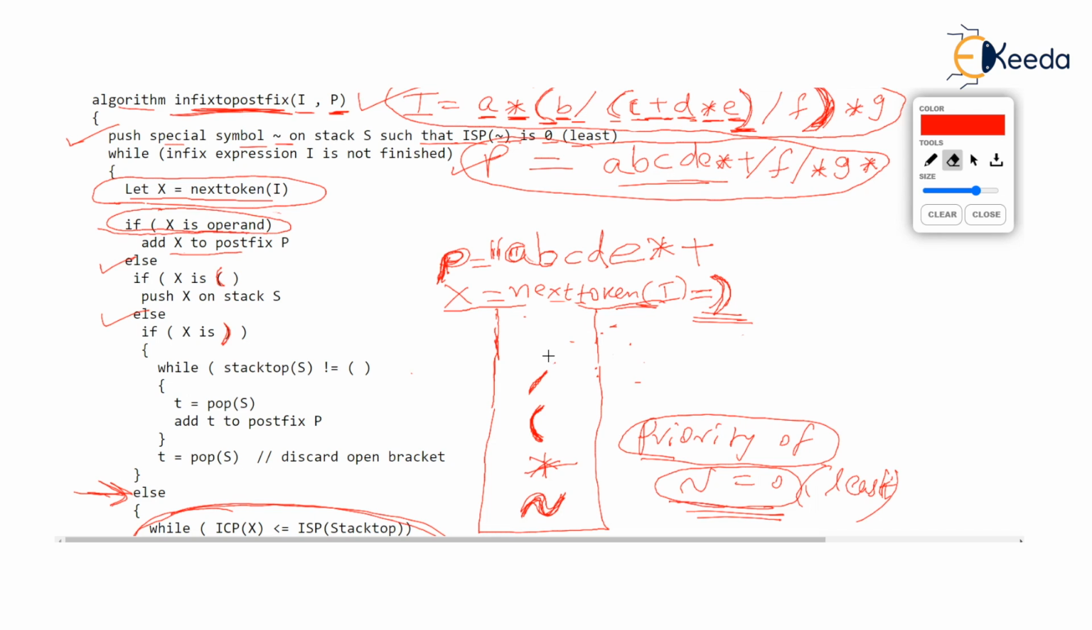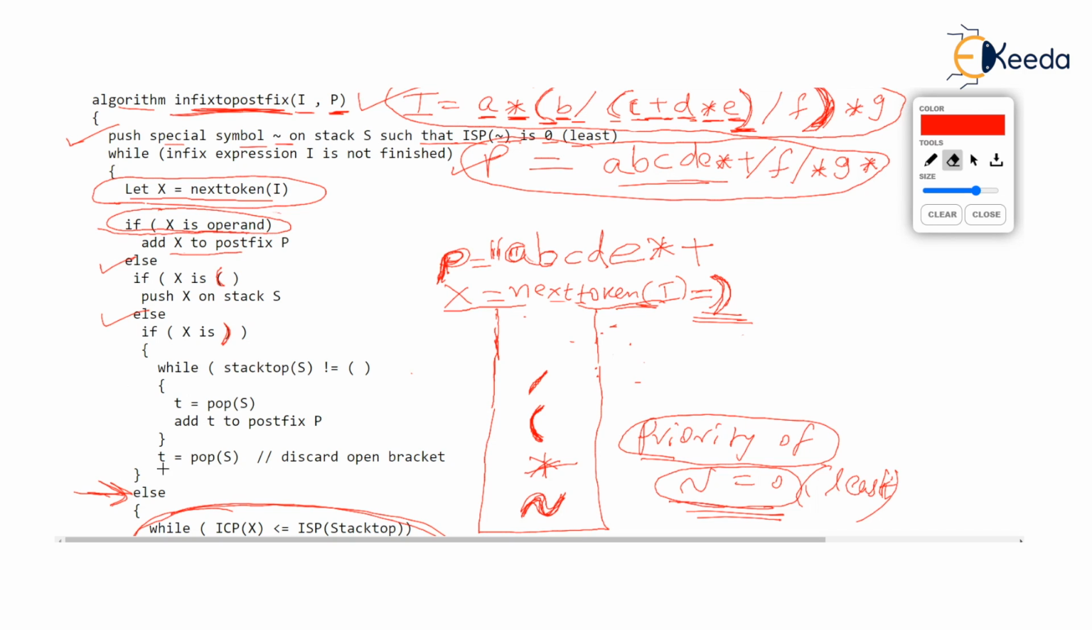Whenever you get close bracket, check here the cursor place. Whenever you get close bracket, till the stack top does not show open bracket, till you don't encounter open bracket, pop from the stack and add whatever you have popped to the postfix. And most importantly, after you get an open bracket, suppose now you have reached the open bracket, you come out of the while. Look at this while. You come out of the while and you pop once again.